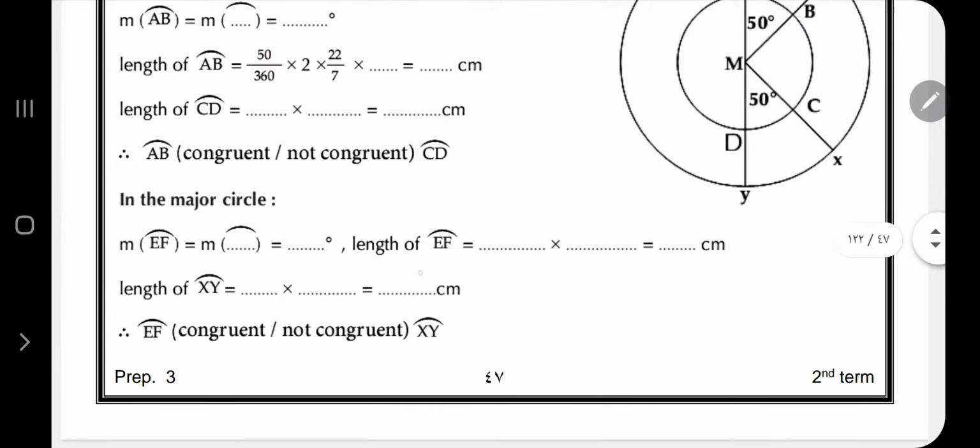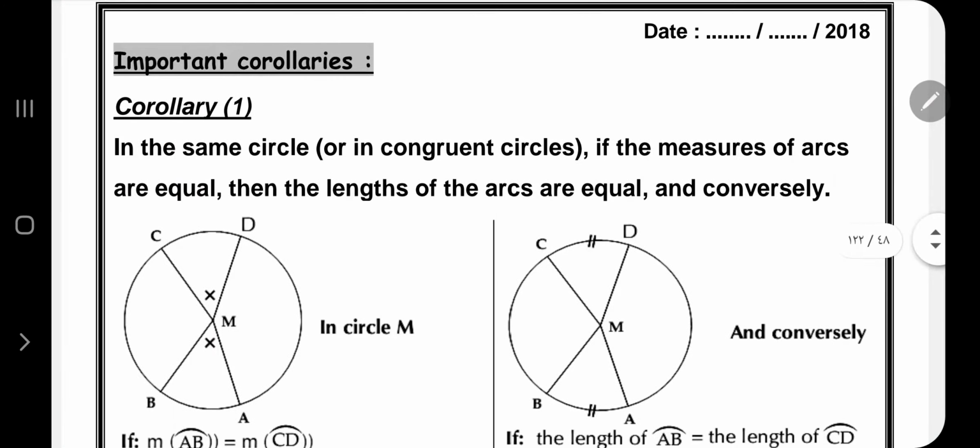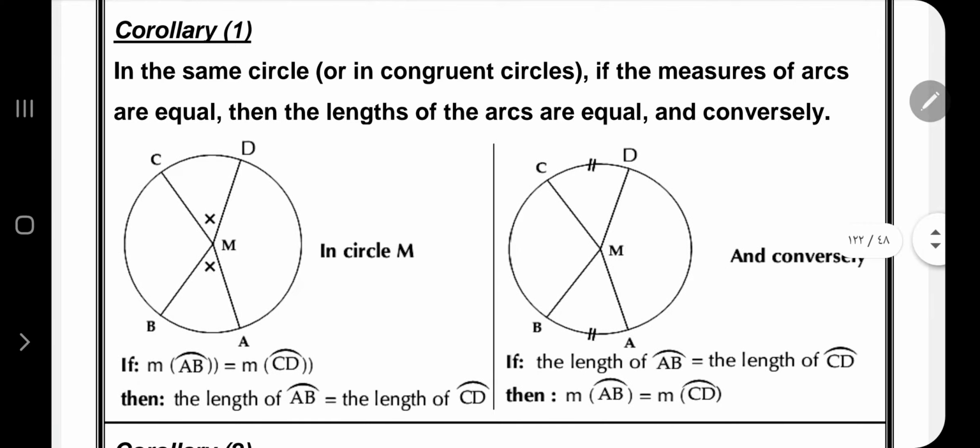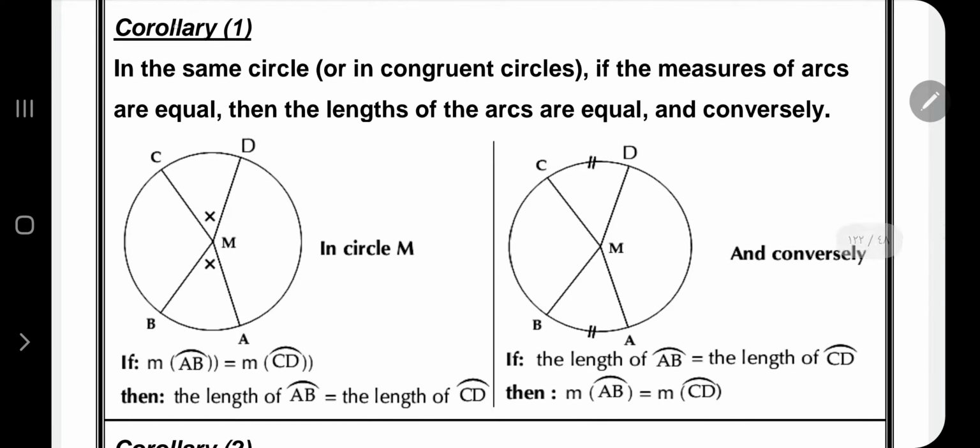By the same way, I will answer the next one. Rule number 1: in the same circle or in congruent circles, if the measures of arcs are equal, then the lengths of the arcs are equal. So I will write: since measure of arc AB equals measure of arc CD, then length of arc AB equals length of arc CD.